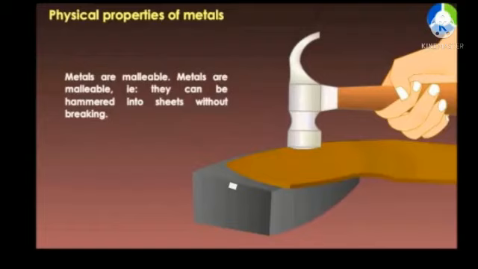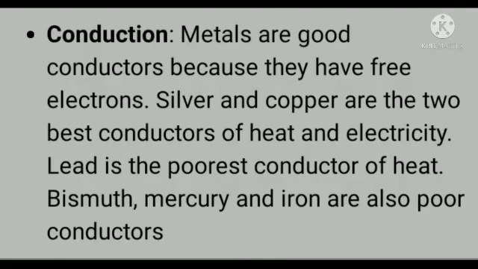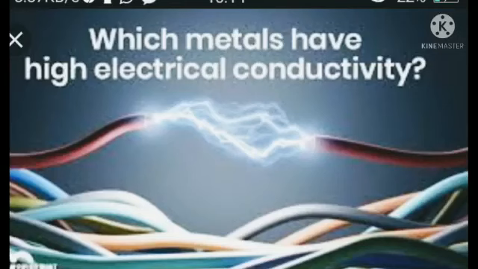Okay, the next one is conduction of heat and electricity. From the lower classes you might have studied it, isn't it? The difference between non-metals and metals. So metals are good conductors of what? Heat. Silver and copper are excellent in this property. We know that silver and copper are good conductors of heat and electricity, whereas tungsten, lead and bismuth are poor conductors of heat and electricity.